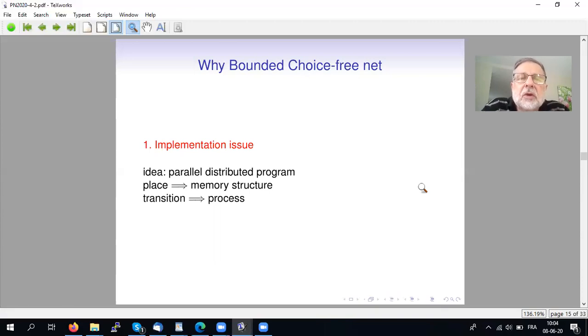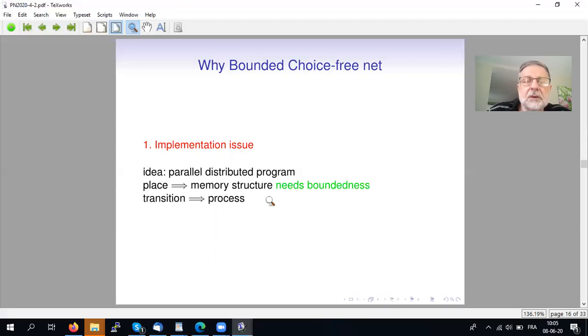Since Petri nets are especially good to model features like concurrency and choices and liveness and things like that, the idea is to implement the net in the form of a parallel distributed program where each place corresponds to a memory structure exhibiting the tokens available in the place at each state of the evolution, and transitions correspond to a process in the program. Since the places must correspond to a memory structure, we need boundedness in order to be able to represent any reachable marking of the place.